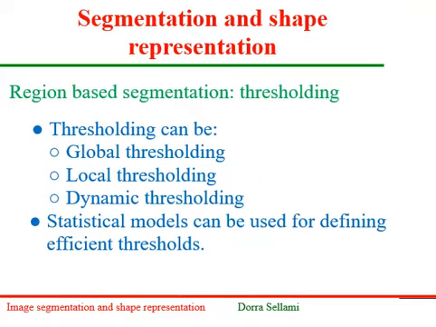Thresholding can be global, selecting one threshold for the whole image, or local, depending on the surrounding region, or it can be a dynamic thresholding, updating continuously the threshold. Statistical models can be used for defining efficient thresholds.